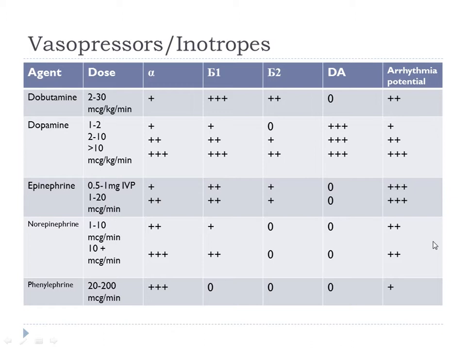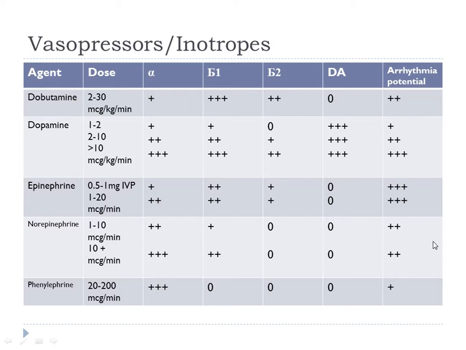What I'm saying here is that dobutamine has very little alpha action. Mostly, dobutamine works on beta 1. So, dobutamine works how? Increases heart rate, increases contractility. Mainly, that's how it works.